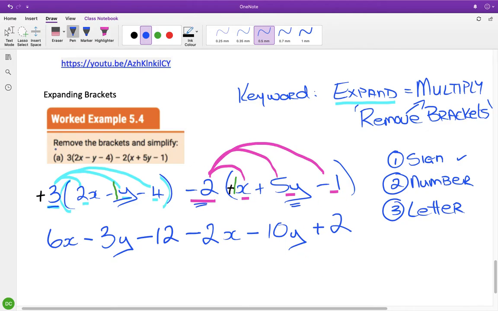So I have removed the brackets, or I have expanded, or I have multiplied. The second thing I have to do is simplify.